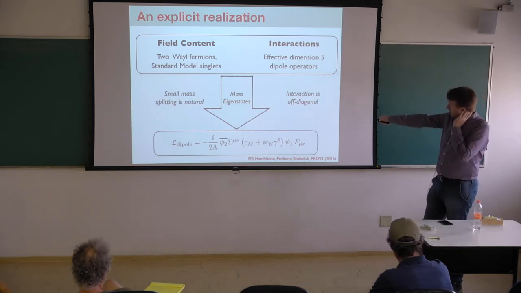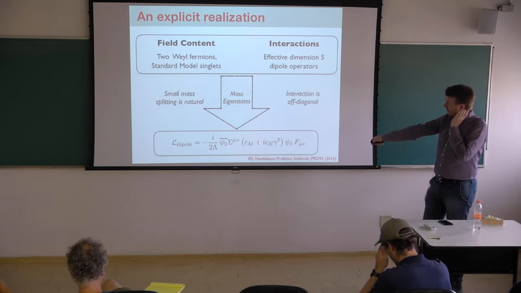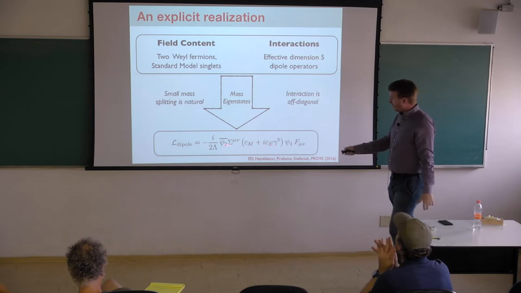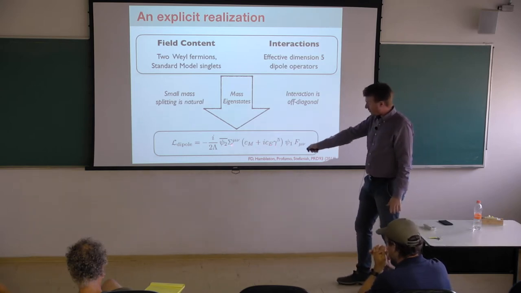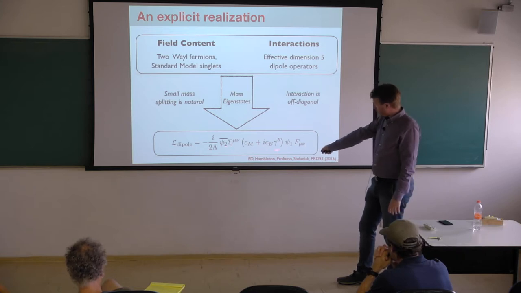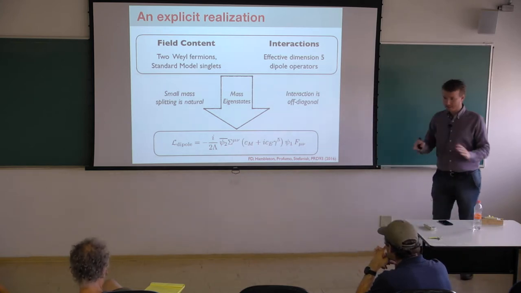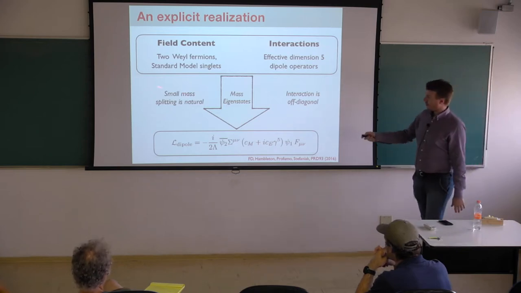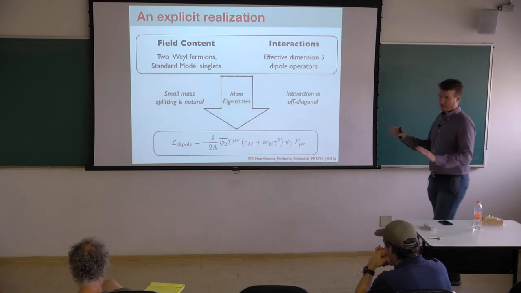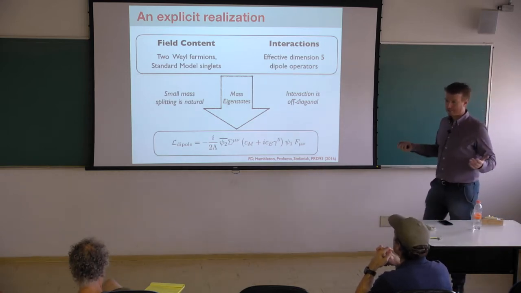Also, the interaction being off diagonal is natural in the sense that you cannot write a diagonal dipole for a Majorana fermion. So you only have this interaction. Now, Psi 1 and Psi 2 are the mass eigenstates. Okay? So you don't have Psi 1, Psi 1, because these are Majorana fermions, so that's just zero. So these two features in this realization are natural. It's not something I impose by hand, and it's not protected by any symmetry.